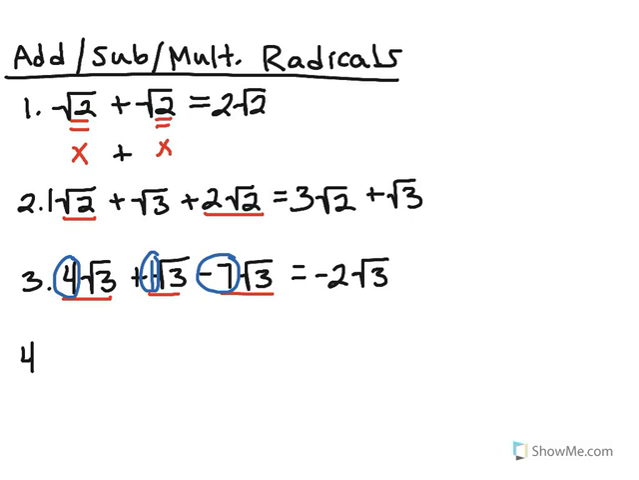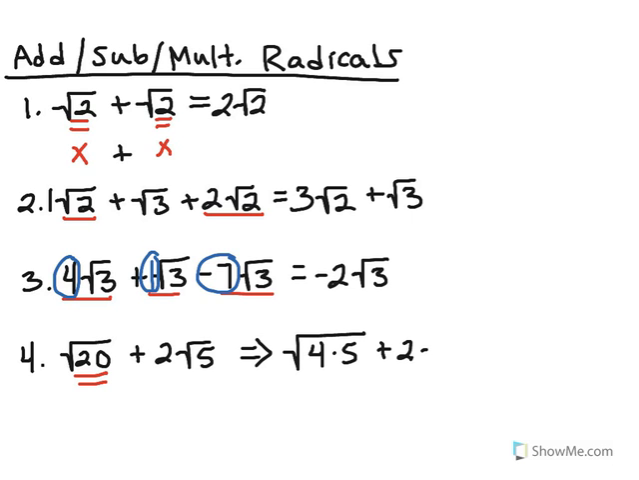Now, some of them can be kind of sneaky. For instance, if I have the square root of 20 plus 2 square roots of 5. Right off the bat, it doesn't seem like we have any like radicals, but I do know that 20 is neither prime nor a perfect square. So I know that that can be broken down. Before I can even carry on with this problem, I have to simplify that radical. And I know that 20 is the product of 4 and 5. So I'm just rewriting my problem right now.